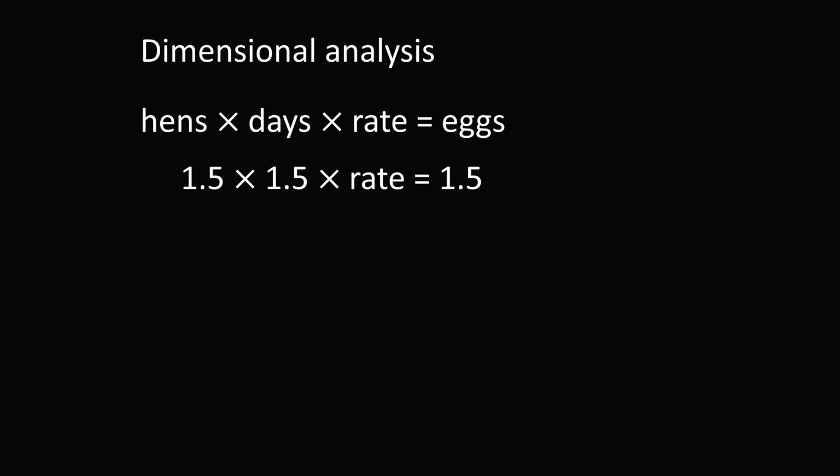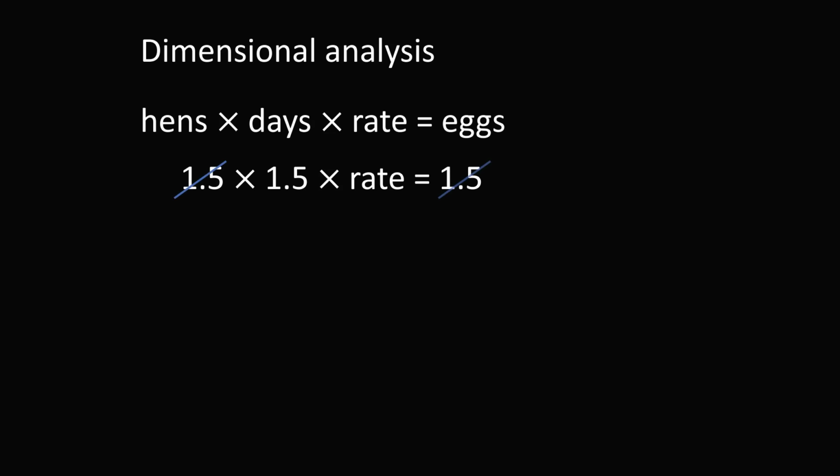So we need a formula that takes the inputs and relates it to the outputs. So here's a formula we could have. We have the number of hens times the number of days times the rate at which they are producing eggs is all going to be equal to the total number of eggs. So we start out that 1.5 hens in 1.5 days times the rate will be equal to 1.5 eggs. So all that remains is to solve this equation for rate.